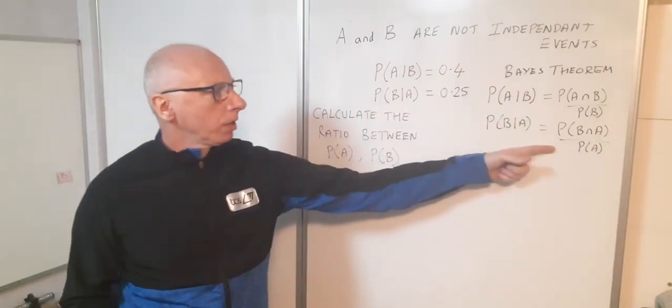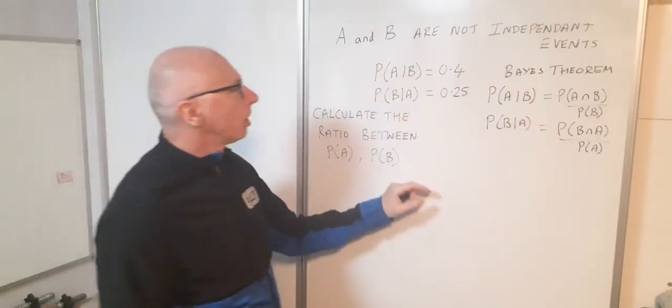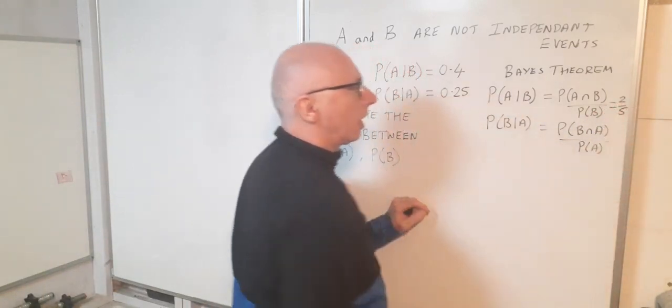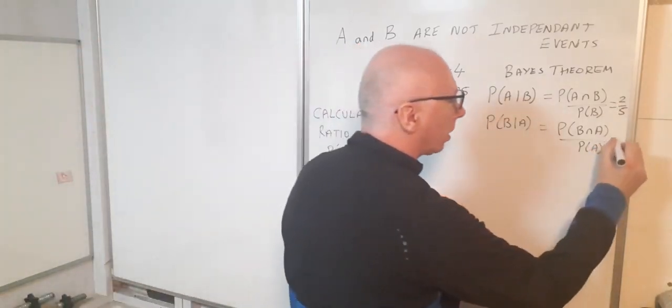So that's the probability of A intersection B over the probability of B. And then this one, probability of B given A, that's the probability of B intersection A over the probability of A. So that's what we can work on. And we know that these two are given in the question. The first one is 0.4, so I'll write that as 2/5. And the second one is 0.25, which I'll write as a quarter.